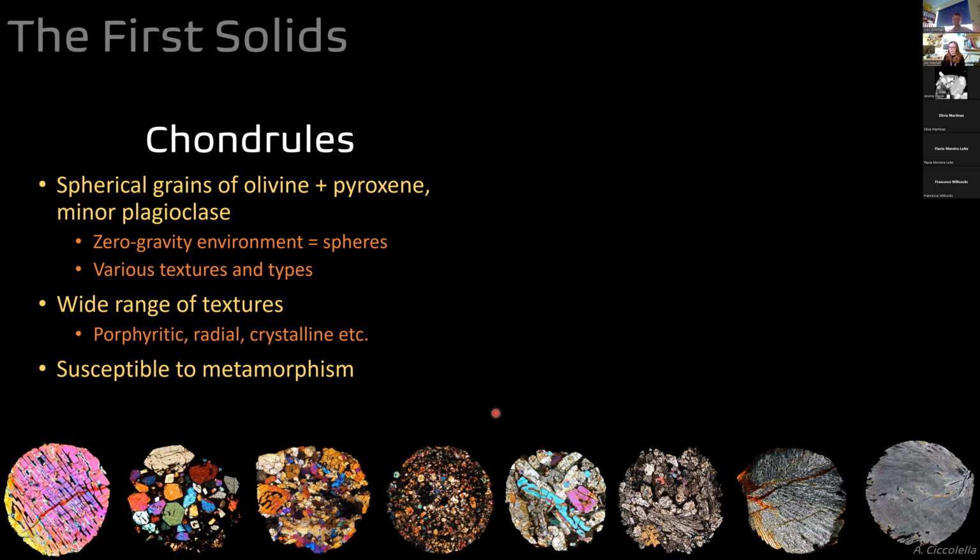A wide range of textures, you can see it along the bottom here. Everything from sort of like these big chunky porphyritic grains, to like these nice sort of radial or vesicular grains, and these fully crystalline ones as well. And importantly, these are really, really susceptible to metamorphism, so they can record a lot of processes once they sort of clump together into rocks.